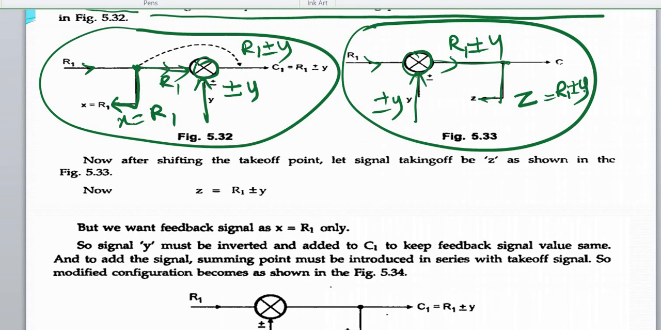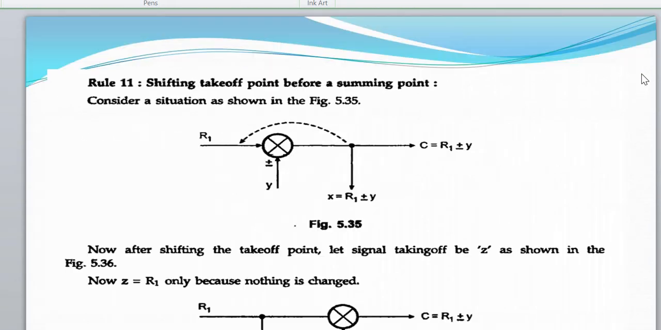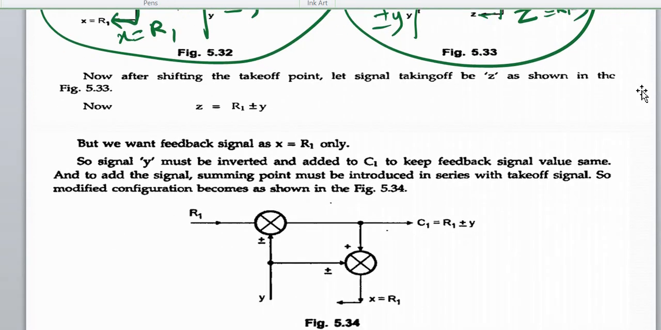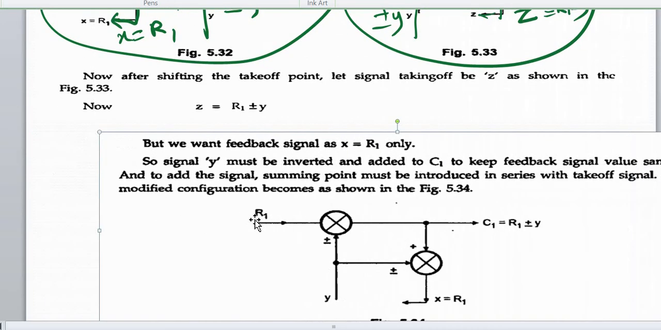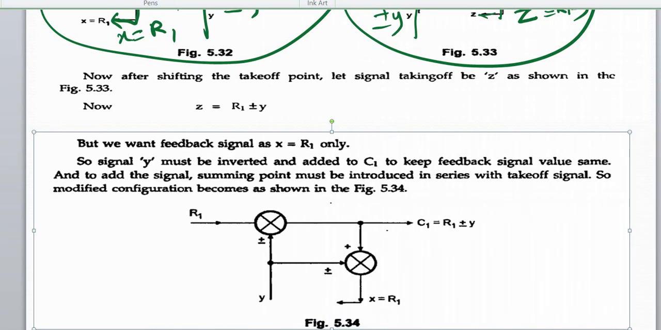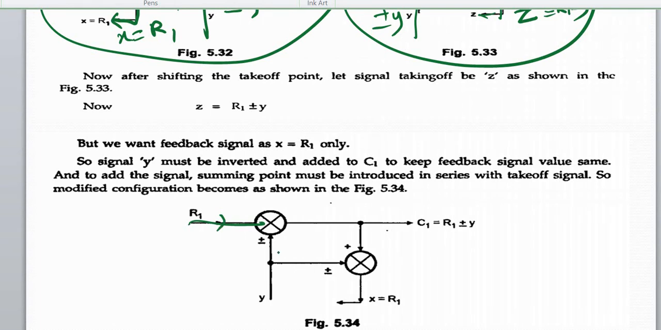If I have to cancel plus or minus y, I can add minus or plus y here. So what does that mean? That means that there is this input R1, then there is this signal plus or minus y, this is R1 plus or minus y.